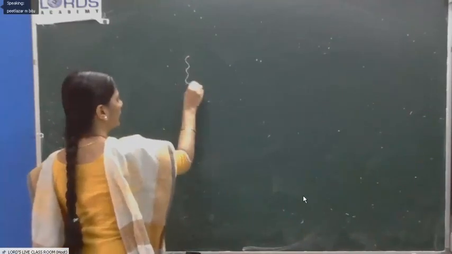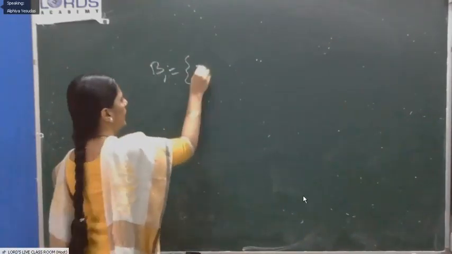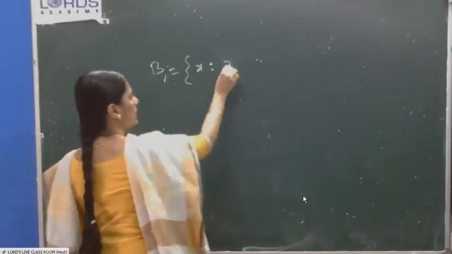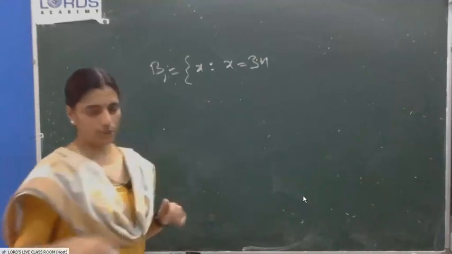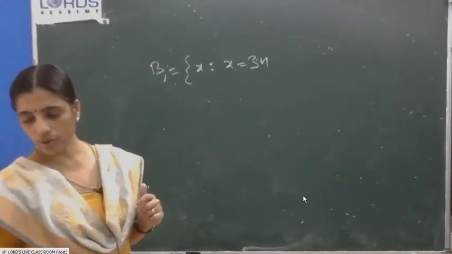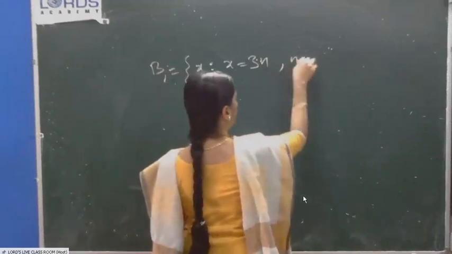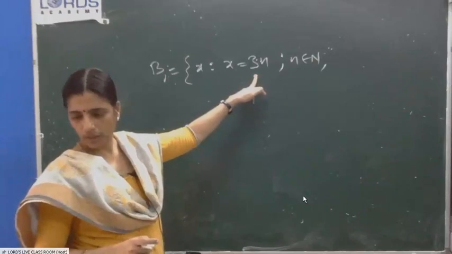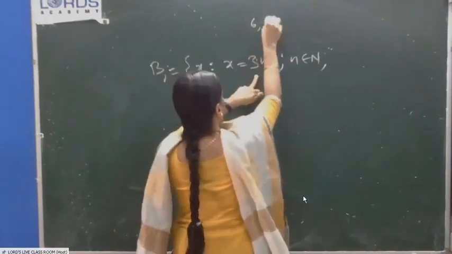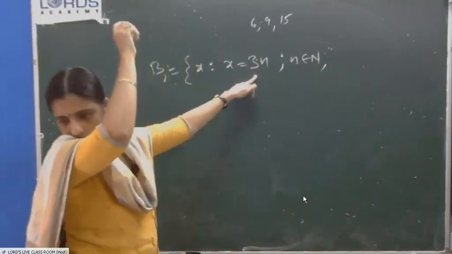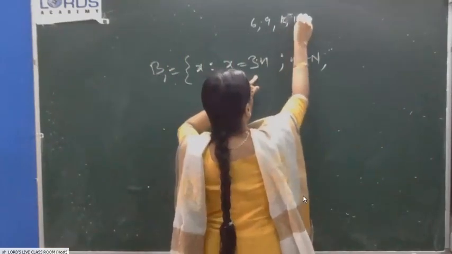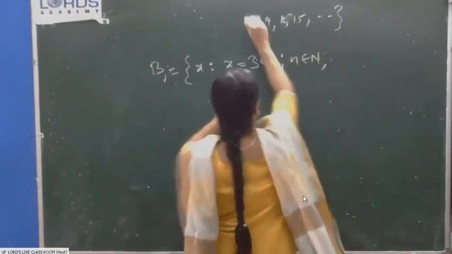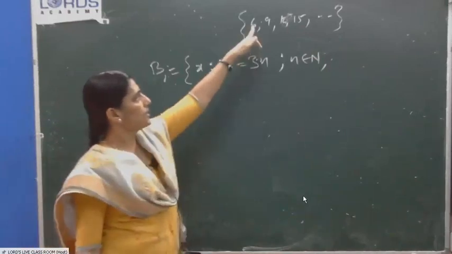You write B1. X such that X is equal to a multiple of 3. I told you, you can write 3n. Now, n belongs to N, natural numbers, but not all n. First member, which one? 6. 6, 9, 12, 15, etc.